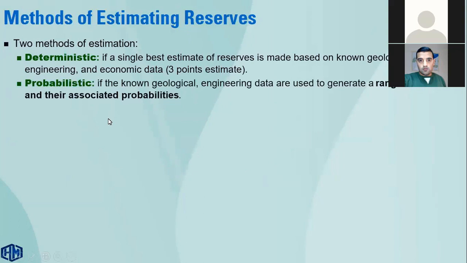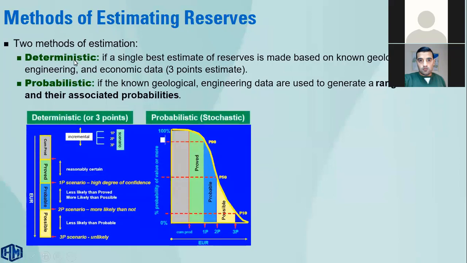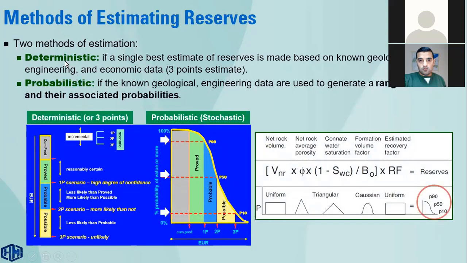We typically have two different techniques for calculating or estimating reserve. The first one is the deterministic approach. Deterministic simply means we have a single value of the input parameter used in the calculations. The input parameters typically are geological and engineering data. Deterministic is usually known as the 3-point estimate: low, best, and high estimate.